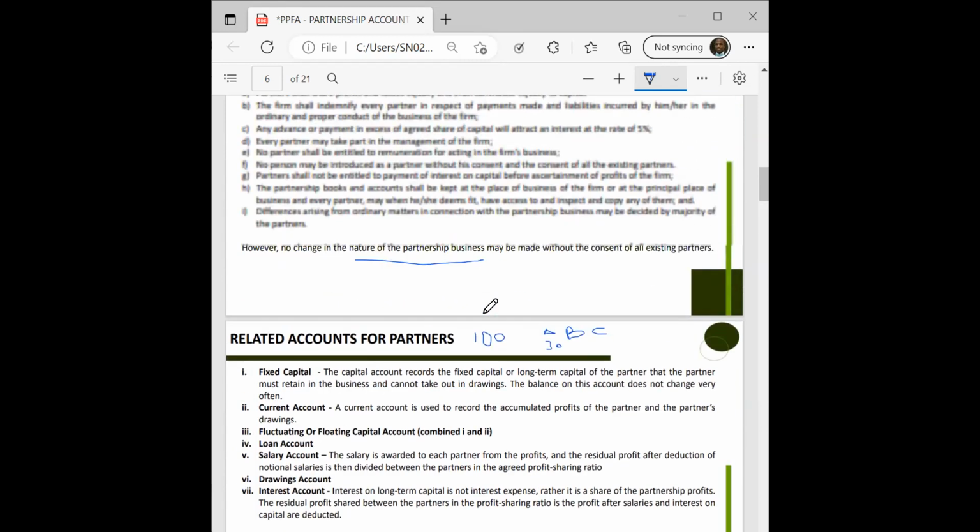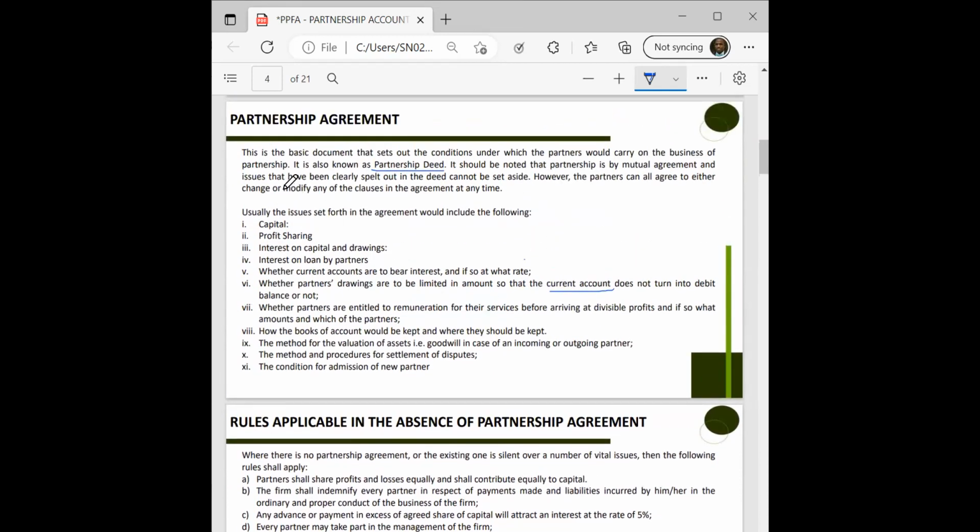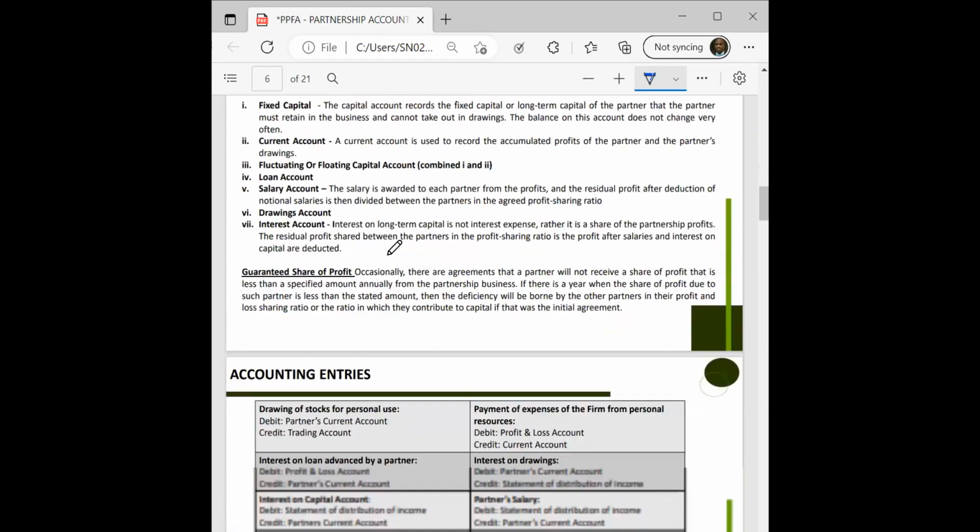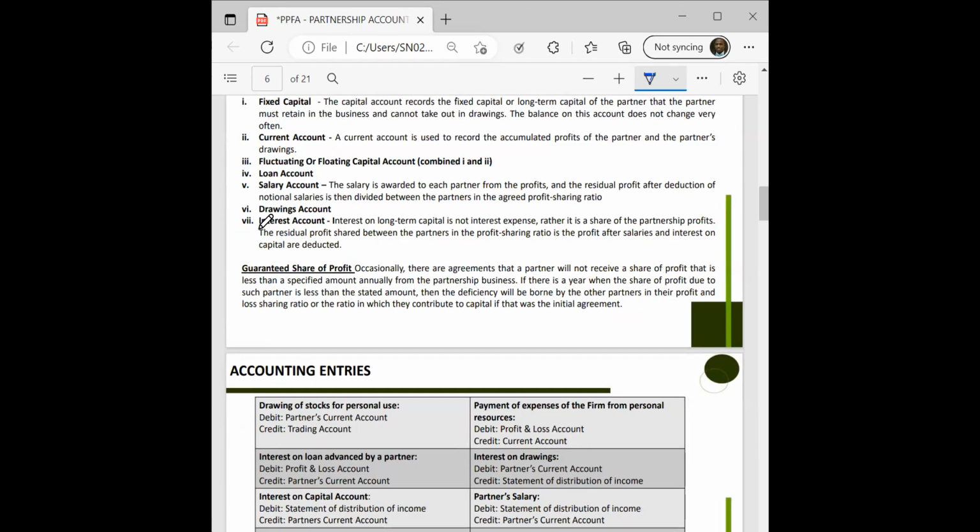Let me take you guys back a bit. You remember when we were doing the partnership agreement, one of the things you can agree on is what? Your interest on capital, and drawings. So you might say, the capital that I have dropped for this business, right? I want to charge 8% for it. This interest is what we are referring to here. So the account that the partnership will be paying your interest to is the interest account.